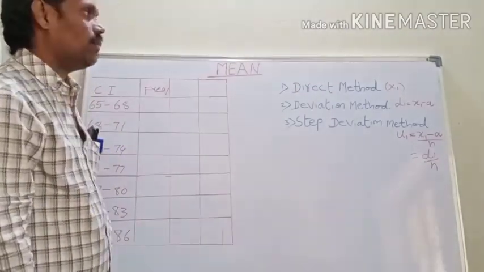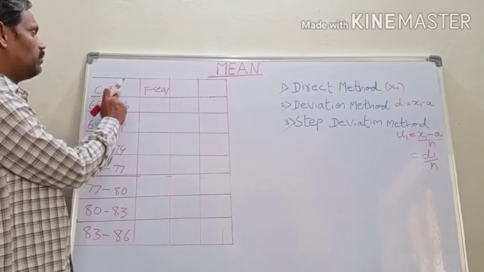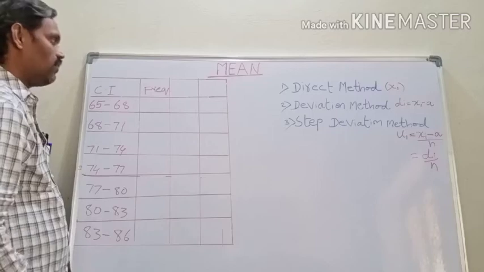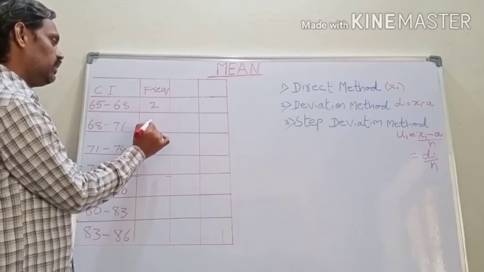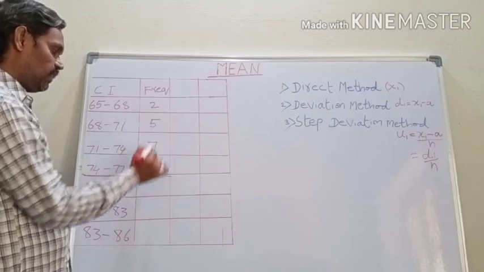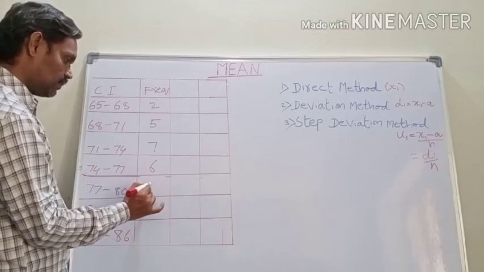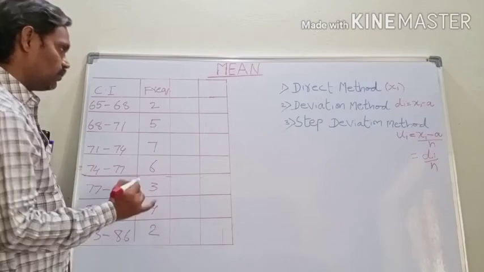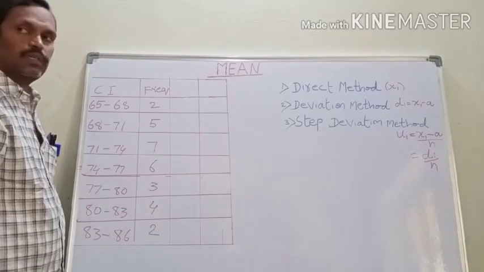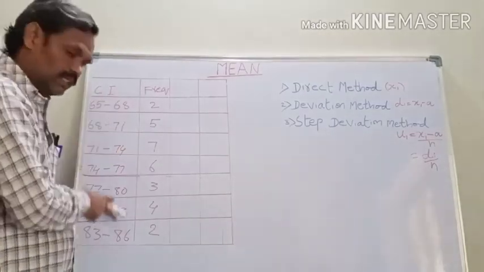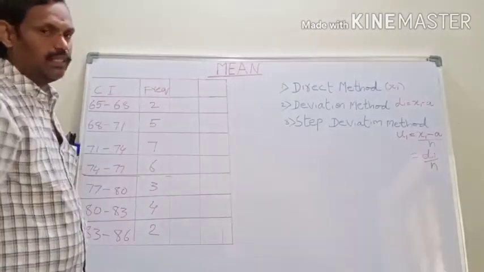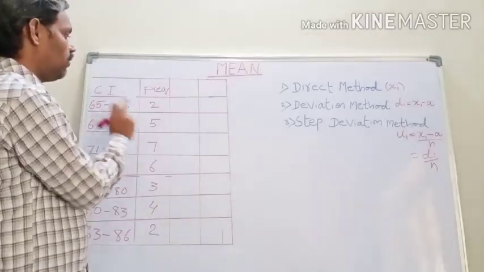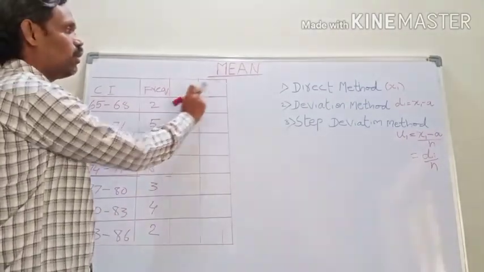In general, we have two columns in the problem. The first column is the class interval. The second column is the frequencies. These two are given in the problem. Suppose the frequencies are like this. So in our problem we have class intervals and frequencies. You have to add two more columns to the given two columns.